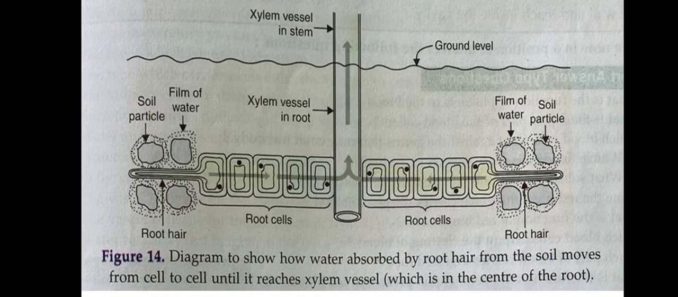The root hair are on the outer surface of the root. Xylem vessel is in the center of the root, and there are many cells of the root in between the root hair and xylem vessel. Water absorbed by the root hair from the soil moves from cell to cell in the root and ultimately enters the xylem vessel, which is located in the center of the root. Once the water reaches the xylem vessel of the root, it moves upwards and goes into interconnected xylem vessels of stem, branches, and leaves of the plant.